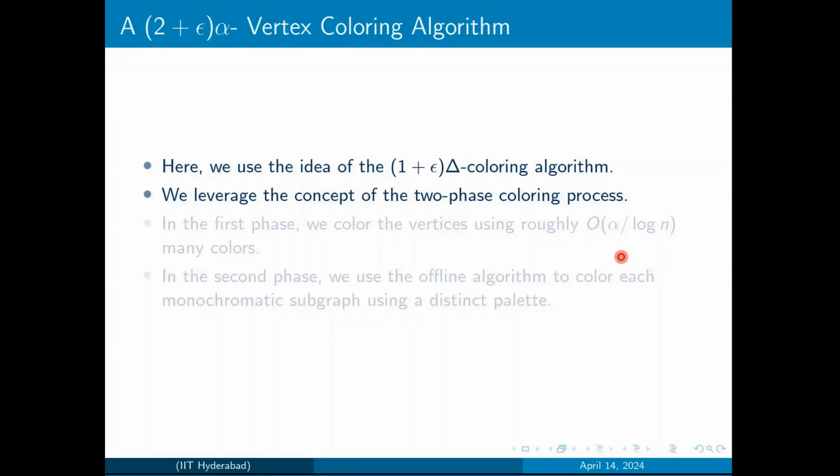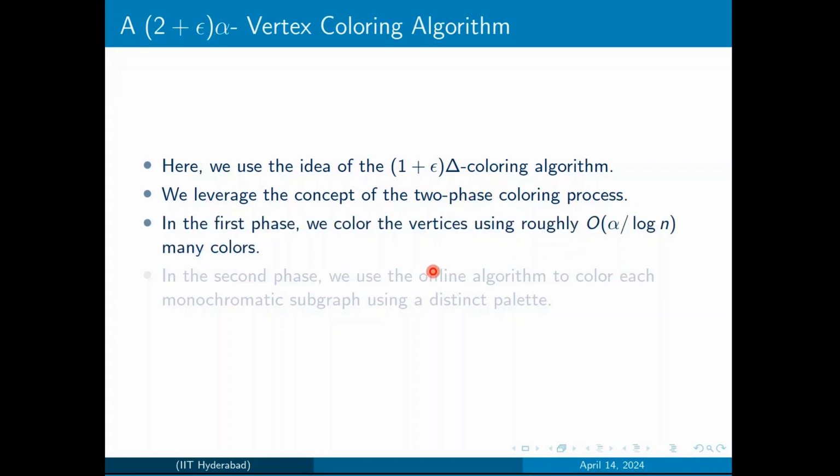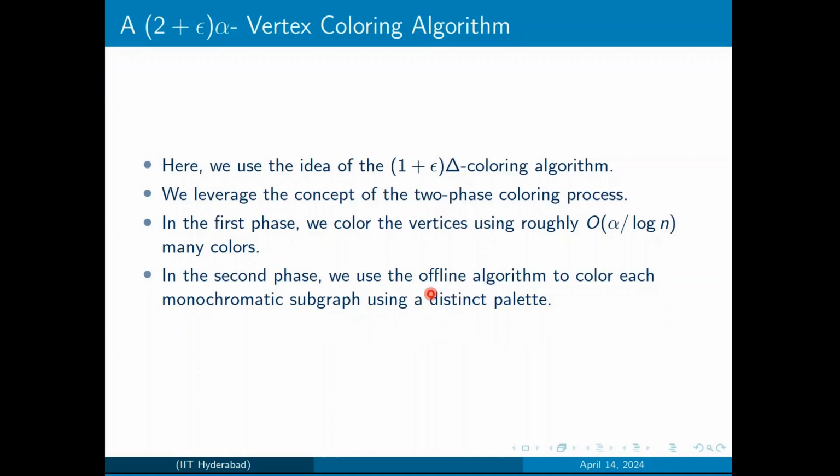Now I will be discussing the coloring algorithm, which is part 2. In the coloring algorithm, we will use the two-phase coloring concept, which was used in the (1 + epsilon) times delta coloring algorithm, the first algorithm in this paper. In the first phase, we decompose the vertices into big O of alpha by log n many monochromatic subgraphs. And in the second phase, we use the offline algorithm to color the vertices in each monochromatic subgraph.